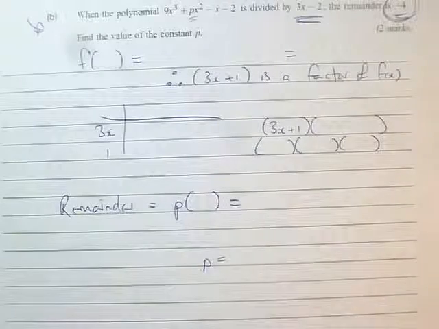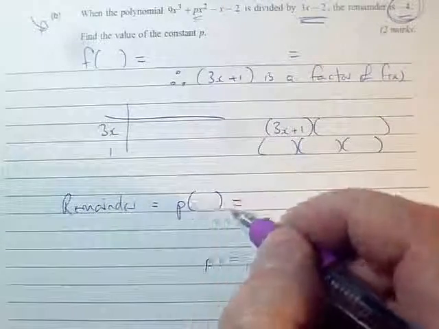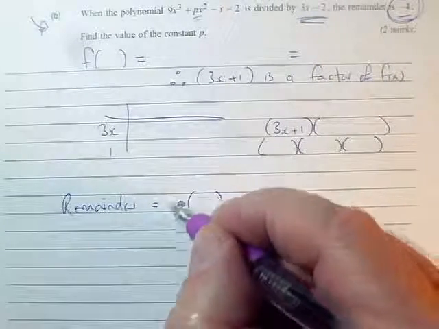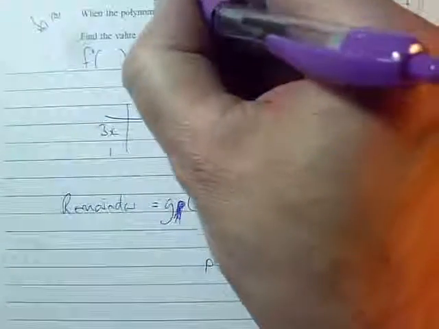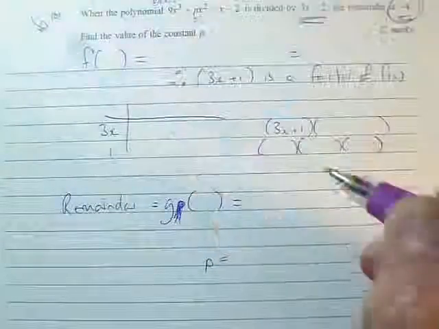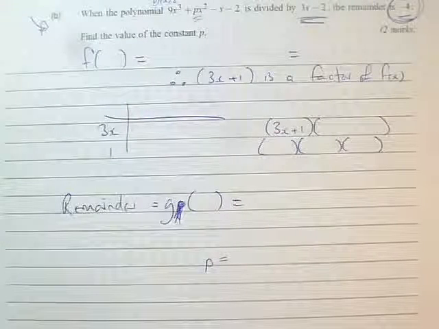Okay. I hope you don't mind that I've used p of x to mean the polynomial. Maybe I should have called this g of x. Okay, so maybe this is g of x here, and p is just a constant in that g of x.